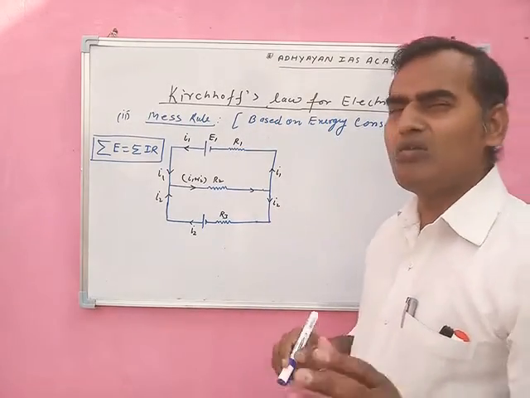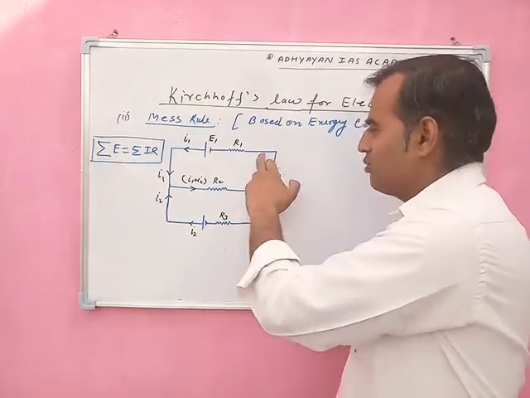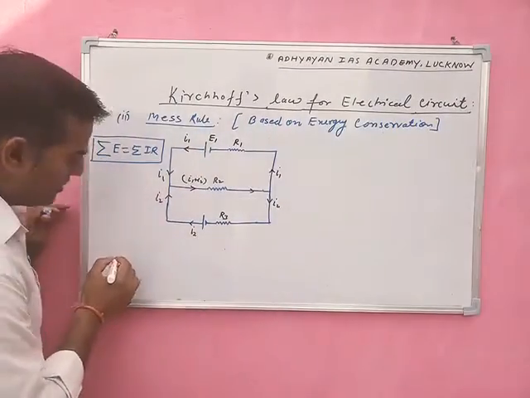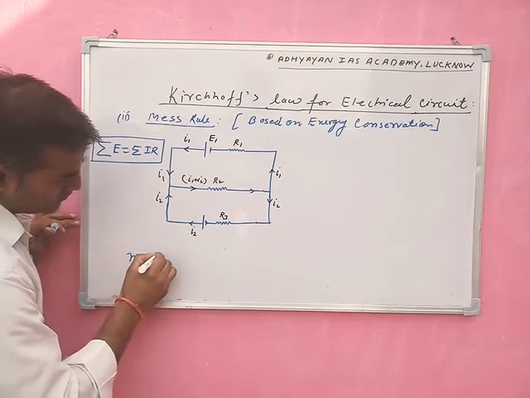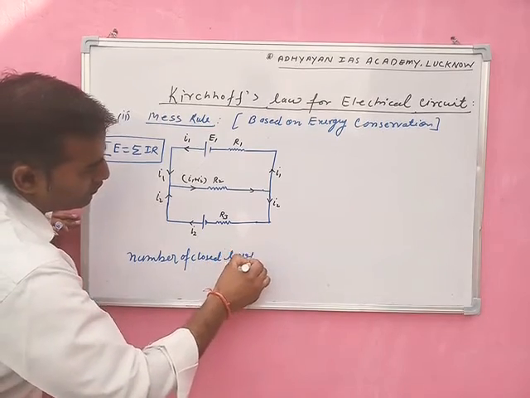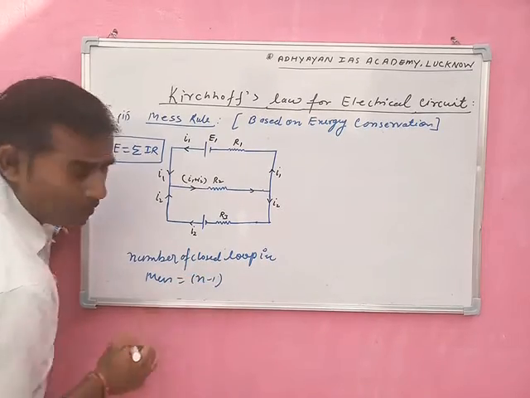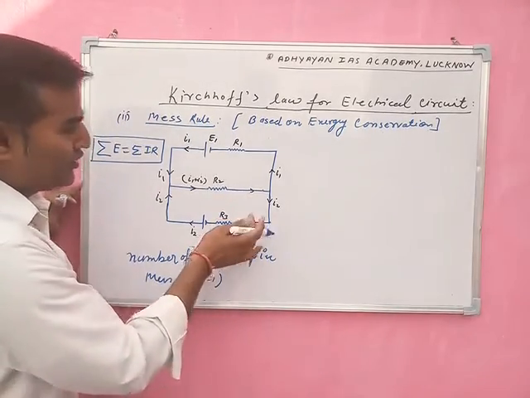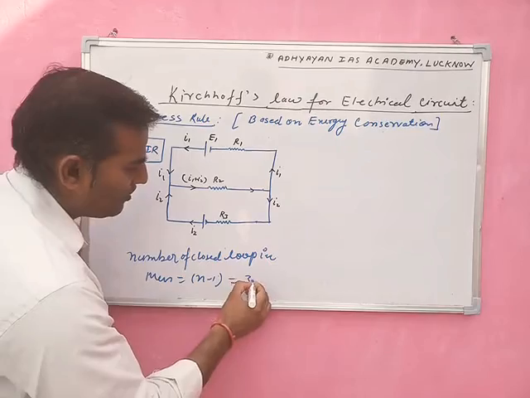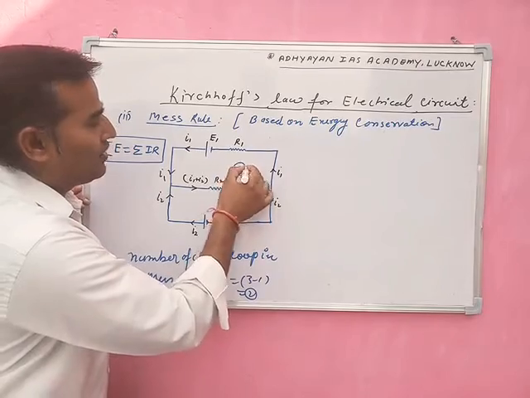How many closed loops will be formed in this mesh? Count the number of branches: 1, 2, 3. There are 3 branches, so the number of closed loops in a mesh is equal to n minus 1, where n is the number of branches. So according to this rule, this circuit has 3 branches. So 3 minus 1 is equal to 2. So in this circuit there will be 2 closed loops, first and second.